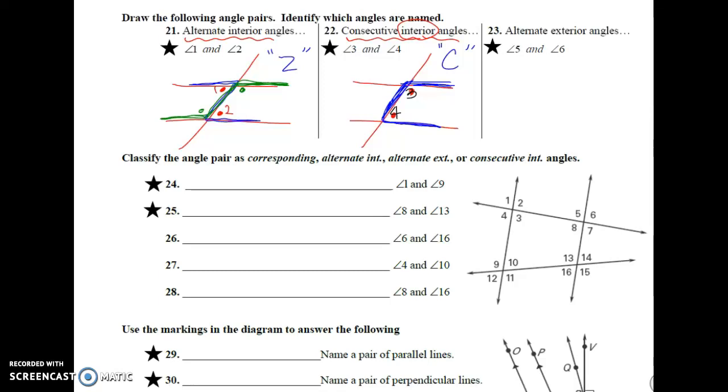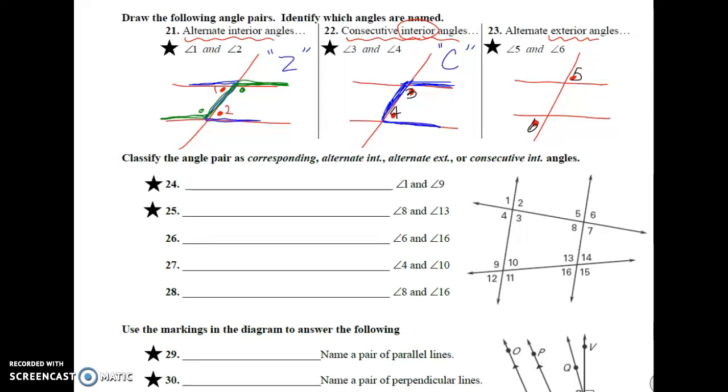The last one are the alternate exterior angles. These don't have a fancy letter, but the thing is they are outside of the lines. So one could be above the line, the other would be below the lines. Notice that one is on the left and one is on the right. The question asks us to label them angles 5 and 6. So I'm going to put those right there. They don't have a letter that they make, but they are always outside the lines.